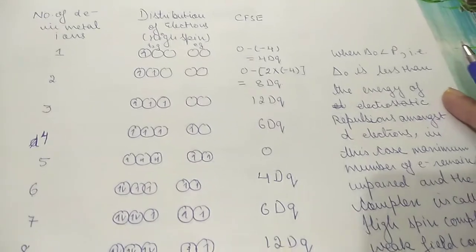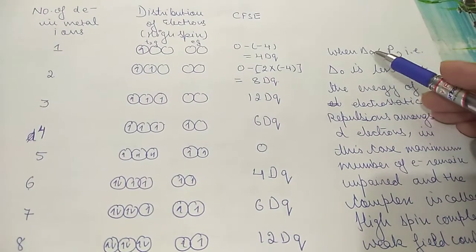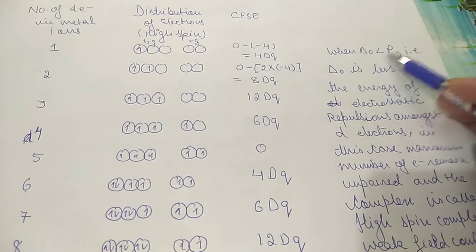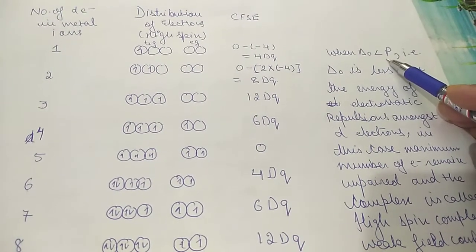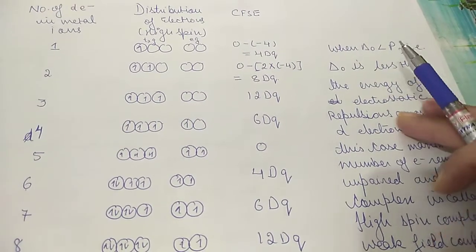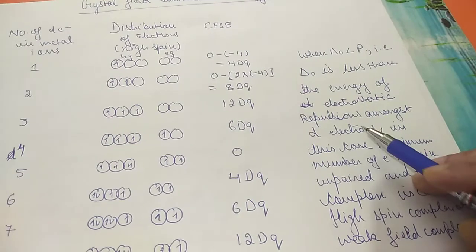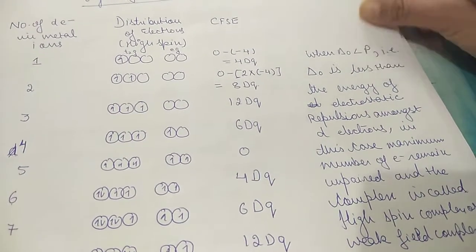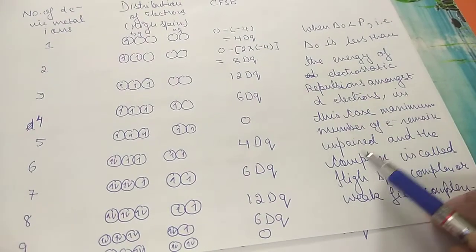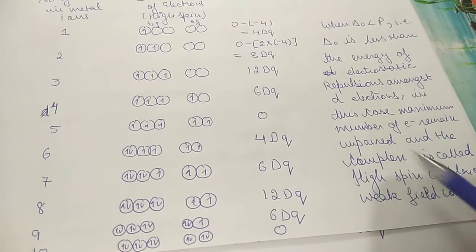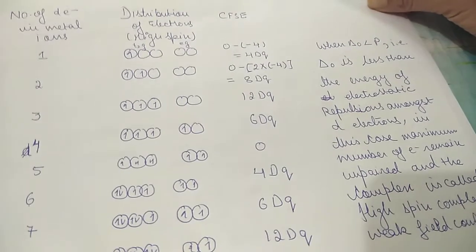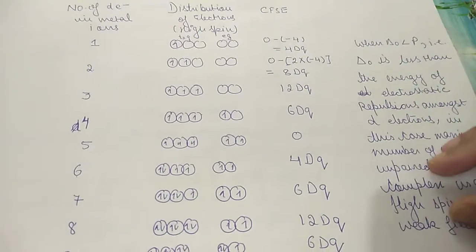So a very important thing to note is that where delta naught is less than P, the crystal field stabilizing energy is less than the pairing energy. P is the pairing energy, that is, delta naught is less than the energy of electrostatic repulsions among d electrons. In this case, the maximum number of electrons remain unpaired, and we get a high spin complex, also called a weak field complex.